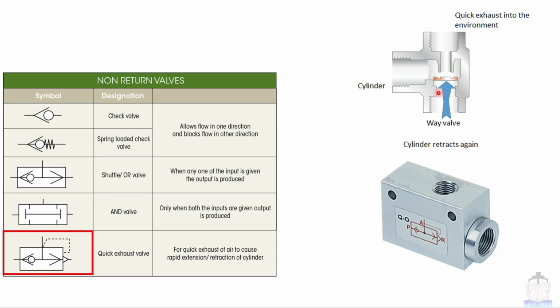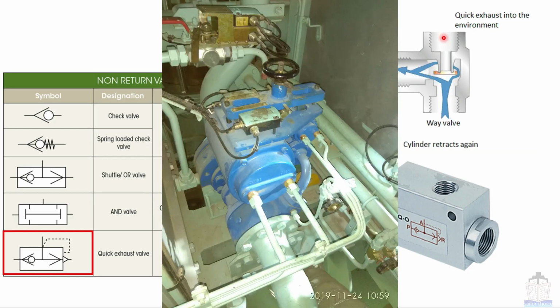But when pressure drops, then this valve falls down and all trapped air over this port will release through this port quickly. So that is why this is called the quick exhaust valve, and it is mostly used where cylinders are used. For example, the main starting air operating cylinder.